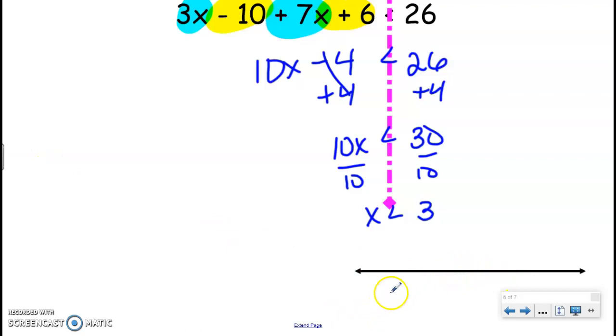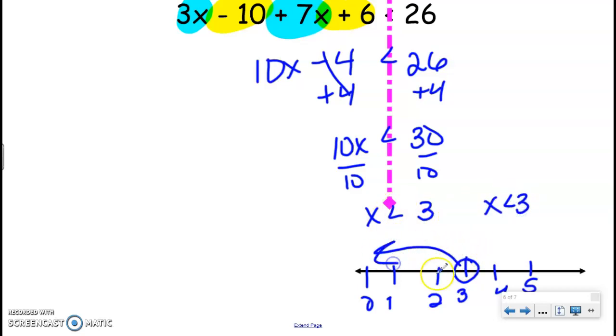So I'm going to make my number line. I have a 3, 4, 5, 2, positive 1, 0 if I need it. This one's an open dot because it's not equal to. And since it's less than, it's pointing to the left, I need to shade to the left of my number line.